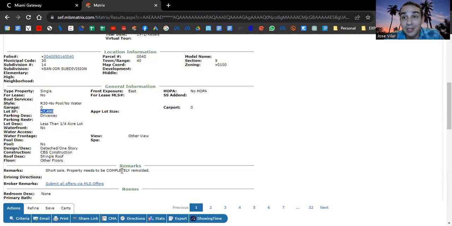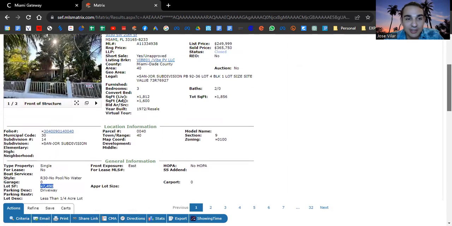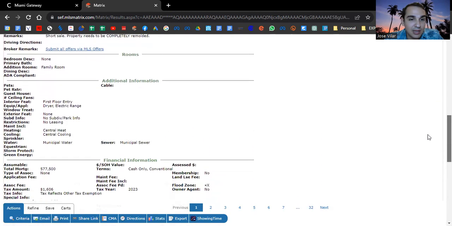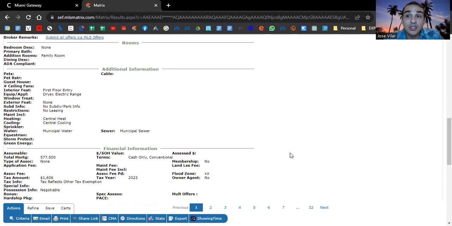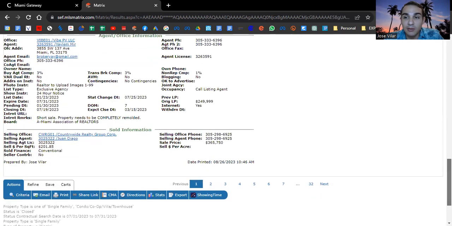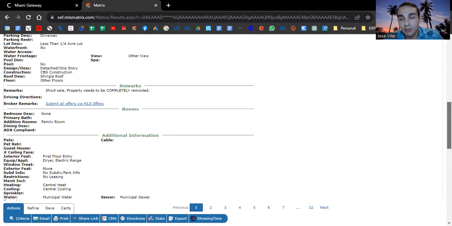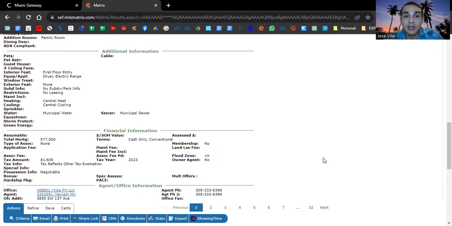Property needs to be completely remodeled. That means everything. If they're not putting in any more information, you know that's what's happening. So it had to be a cash only deal. When it comes to these homes that aren't habitable, people can't live in, you do need to have the cash on hand in order to purchase it.